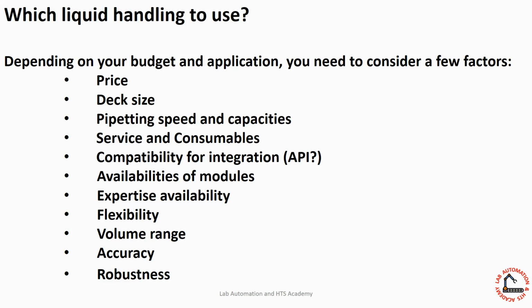And again, we're back to the first point, that is the price. Usually, just as a rule of thumb, the more expensive robots are more accurate and more robust. But you will see that that's not the case all the time, but that's something to keep in mind.